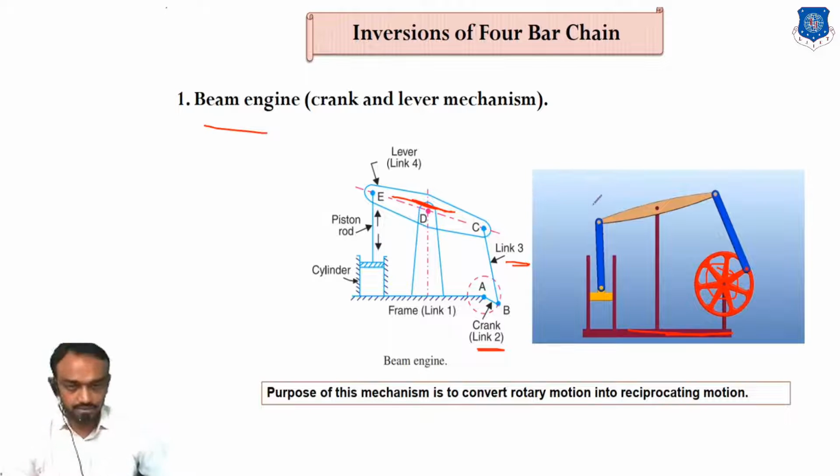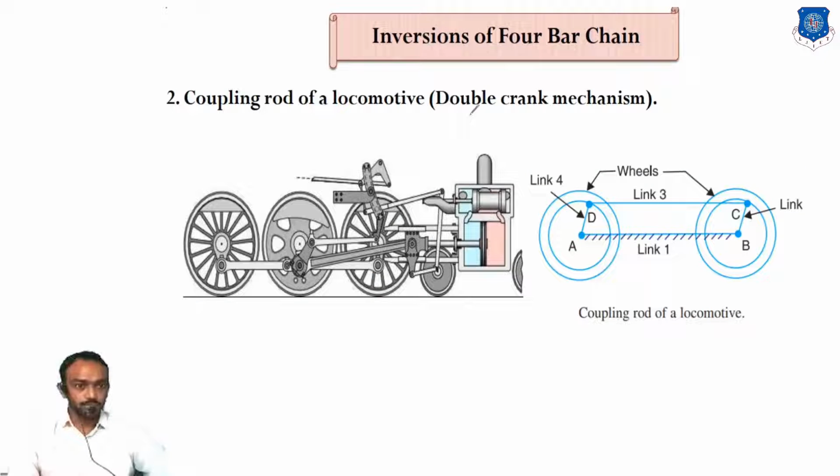This is a beam engine. This engine was used in old-age steam engines. Due to steam pressure here, this will be forced upside and we can get the rotary motion. But right now, on oil rigs, you can see ONGC oil rigs, this type of mechanism is there, so they use this for oil. Same mechanism.